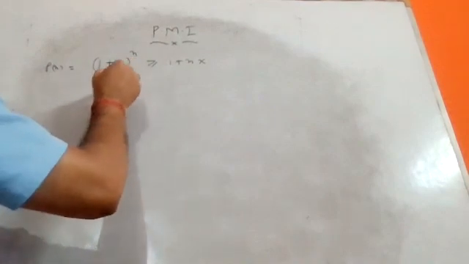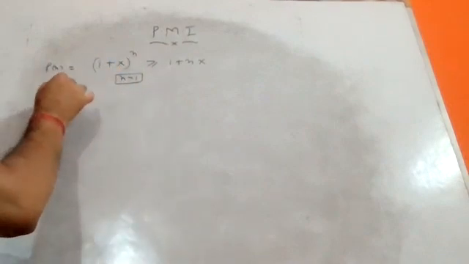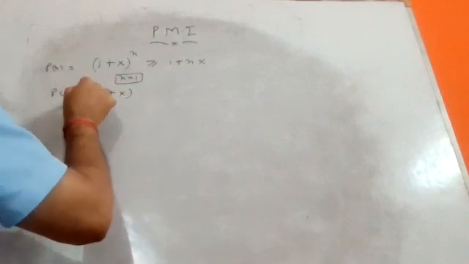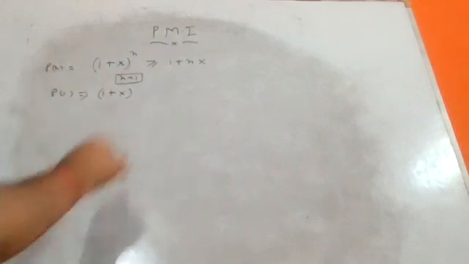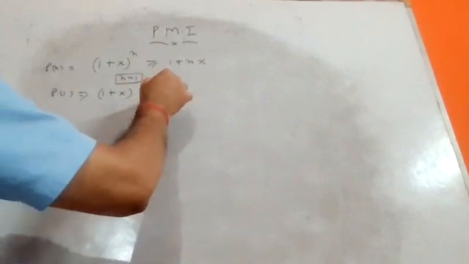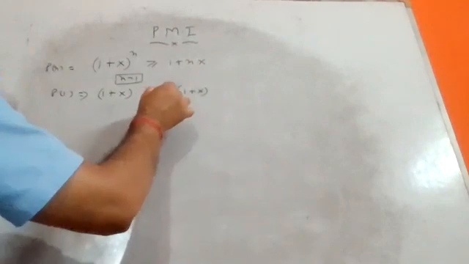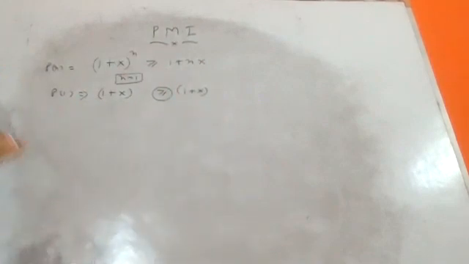It's true for n equal to 1. So P(1), n equal to 1, that is what? 1 plus x. This is your LHS. And the RHS from this one is again 1 plus x. So according to this sign, you can read it as greater than or equal to.